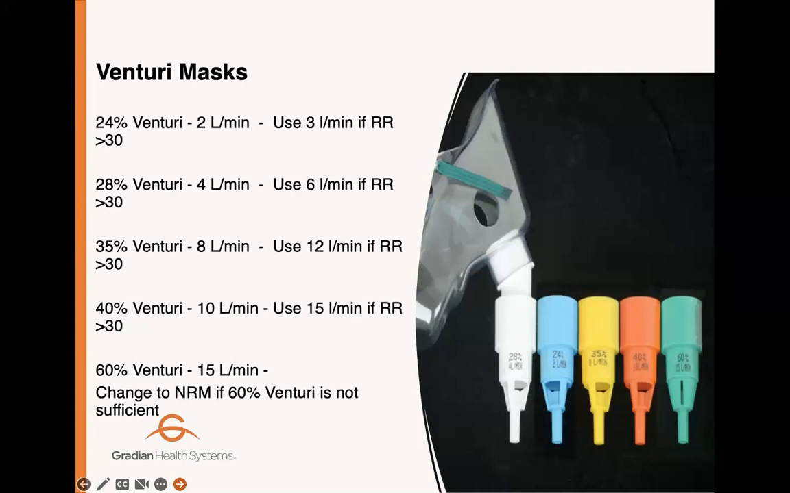The slide does not show the fraction of inspired oxygen because it's tiny, but you have to read that if you want to give, for instance, a fraction of inspired oxygen of 60%, you use a certain Venturi with that prescription with 15 liters per minute. Next slide.